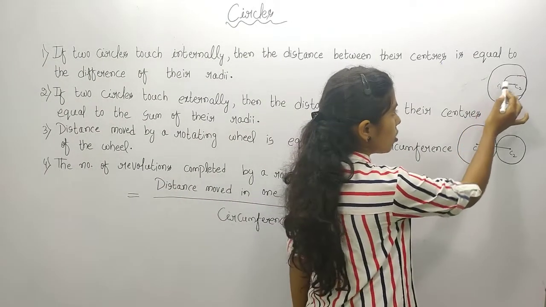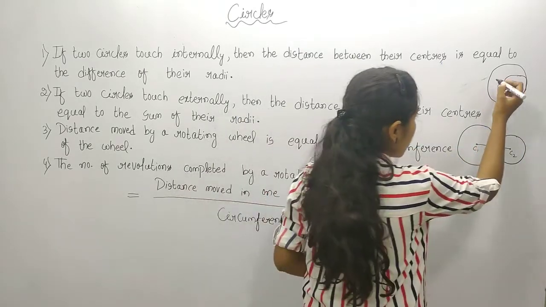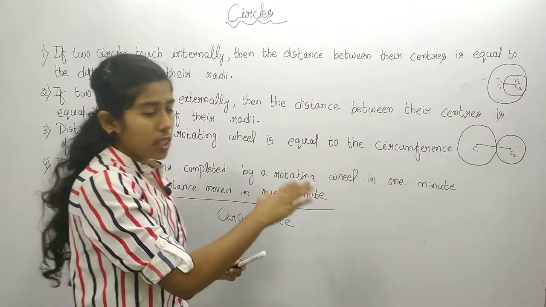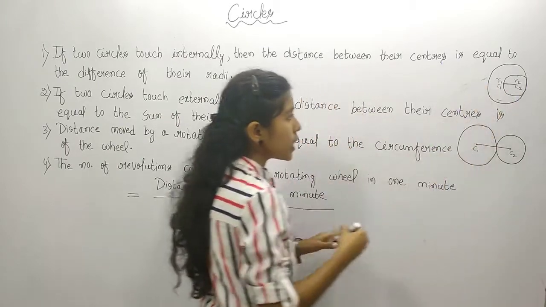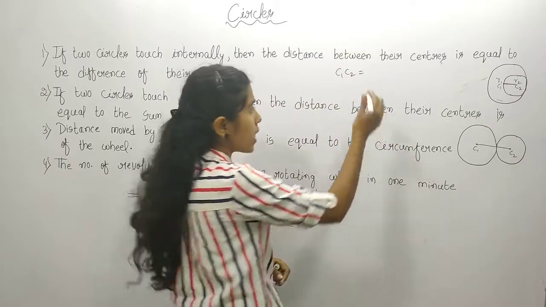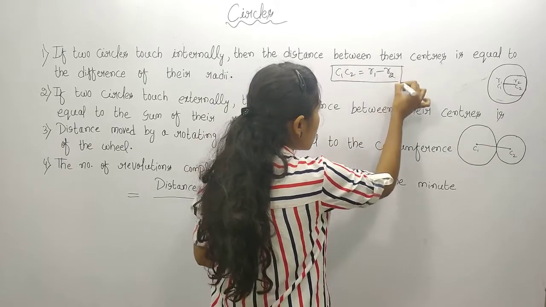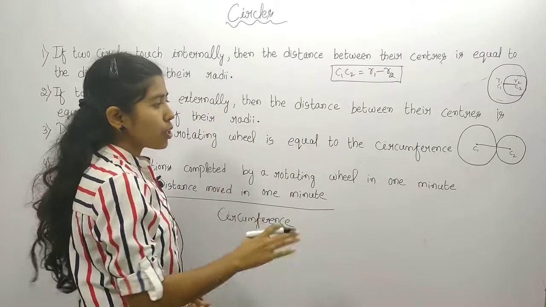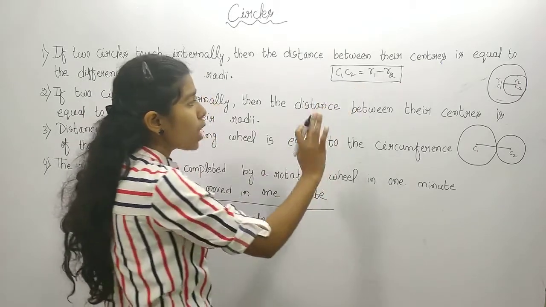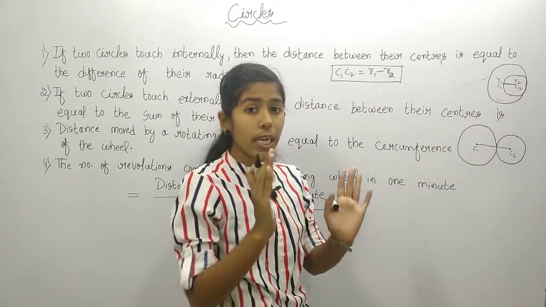So here you can see two circles are touching each other internally. The radii are r1 and r2. The distance between their centers, which is C1C2, is equal to the difference of their radii, that means r1 minus r2. You have to remember these formulas before solving the questions of circles. So C1C2 equals r1 minus r2 when two circles are touching each other internally.